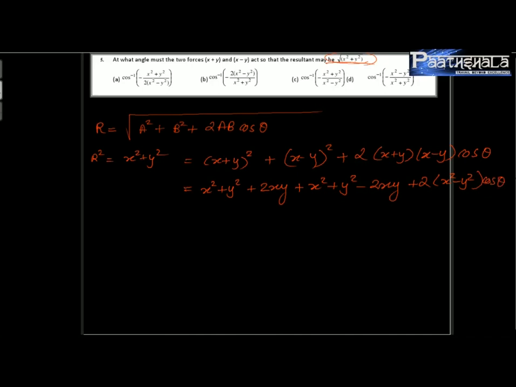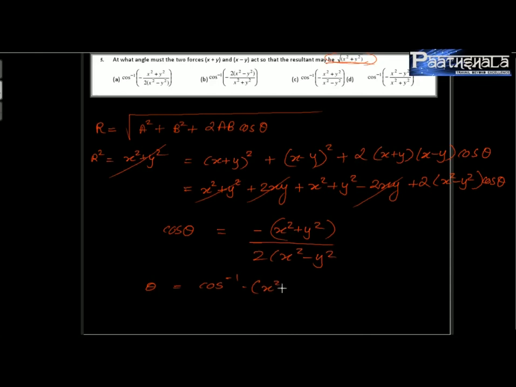Just simplifying algebraically, x square plus y square goes away, 2xy goes away again. What we get is cos theta is equal to minus of x square plus y square upon 2 into x square minus y square. So theta is simply cos inverse of minus of x square plus y square upon 2 into x square minus y square.